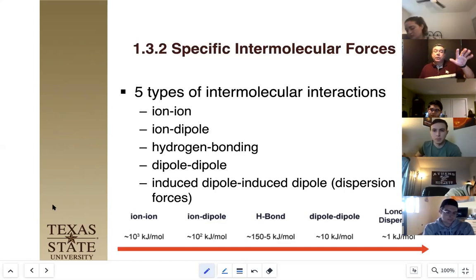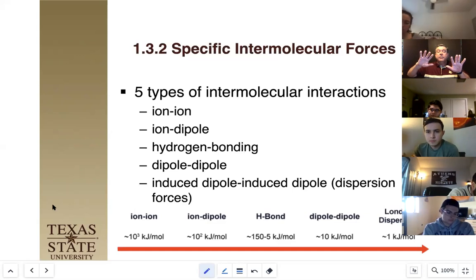Dipole is when you have a polar molecule here, it's got a positive and a negative side. You have a polar molecule here, it has a positive and a negative side. So the positive side is going to orient to the negative side of the molecule next to it. And that's what we call dipole-dipole.